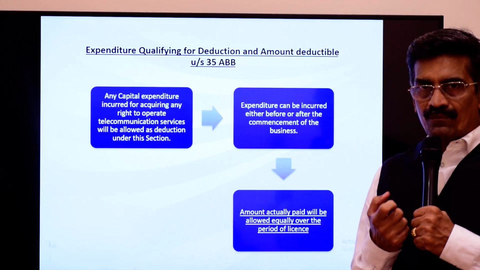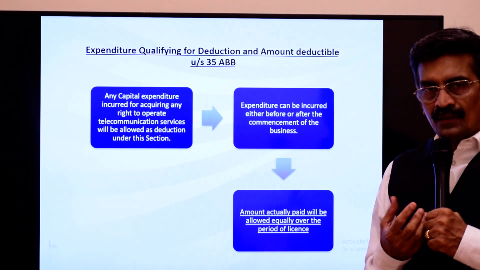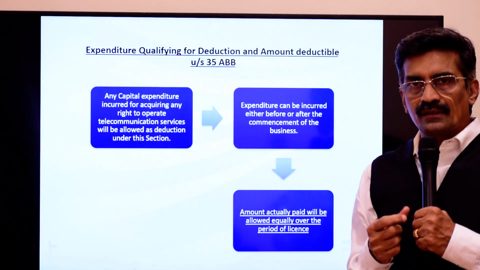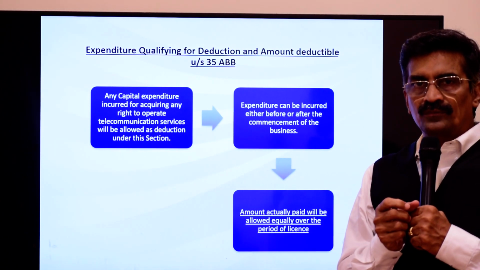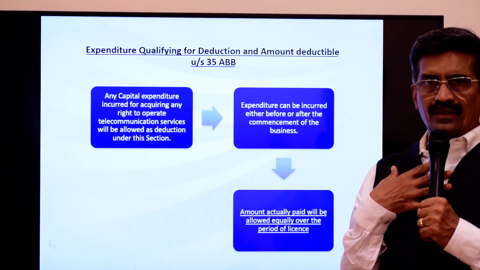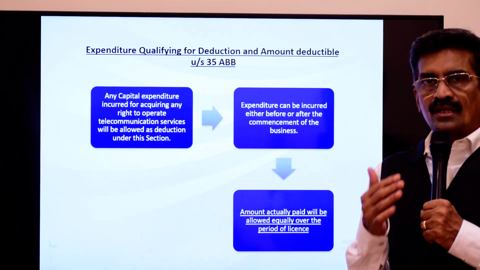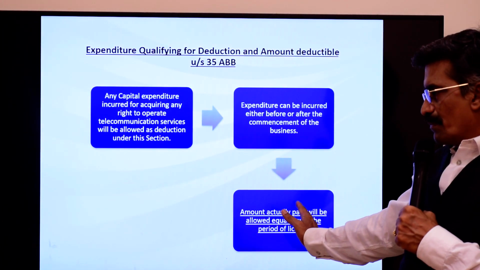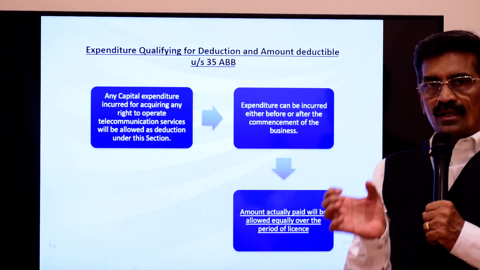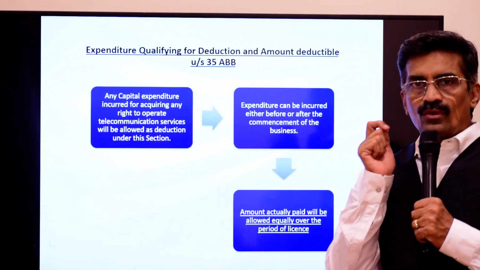Amount actually paid. One very important point you must understand in business income. Normally the word paid in business income means paid or payable. If I follow mercantile basis of accounting, paid means payable. If I follow cash basis of accounting, paid means actually paid. But in this section, the section uses the words amount actually paid. So unless you pay the license fee, you will not get the deduction.